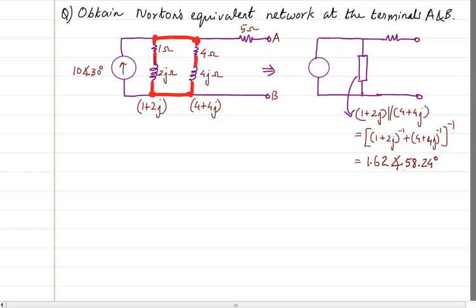Otherwise, when you do a problem, you will always have issues with small errors, and you will never understand where you have gone wrong. So anyway, let me write that value here. It is 1.62 angle 58.24, and this one is already given as 5 ohms, and the current here is 10 angle 30 degrees.